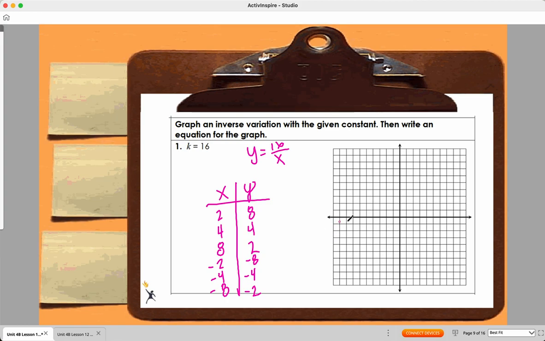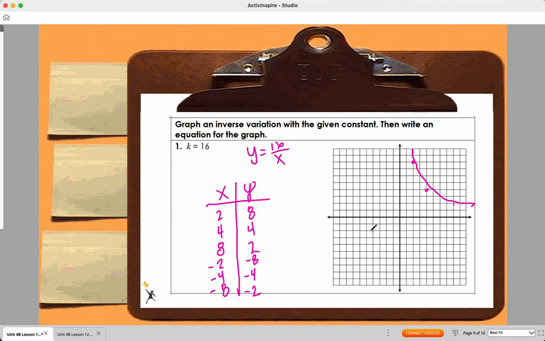Okay, where x is 2, y is 8. So this is 1, 2, 3, 4, 5, 6, 7, 8. So this is my first dot. Where x is 4, y is 4 right here. And 8 over, 2 up. So it's going to look something like this.